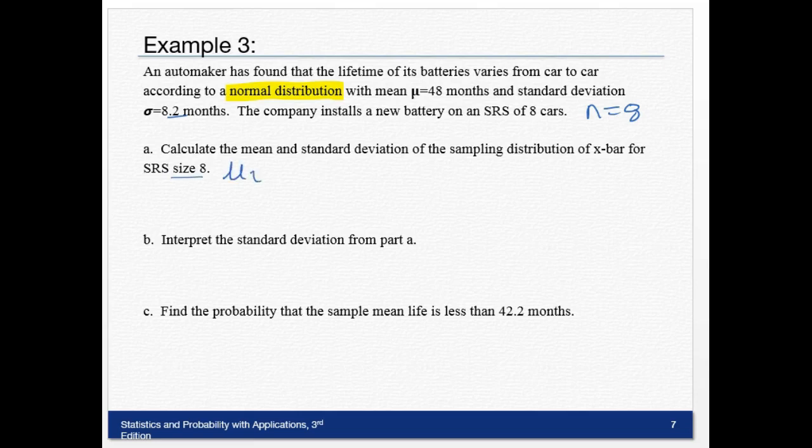So the mean of my x bar is equivalent to the mean from the problem. That comes straight down. Don't change anything. It's just 48. The standard deviation of x bar starts with the standard deviation here. We start with 8.2, but we don't stop. We have to divide it by the square root of our sample size. All right, let's find that value in our calculator. This comes out to 2.899.